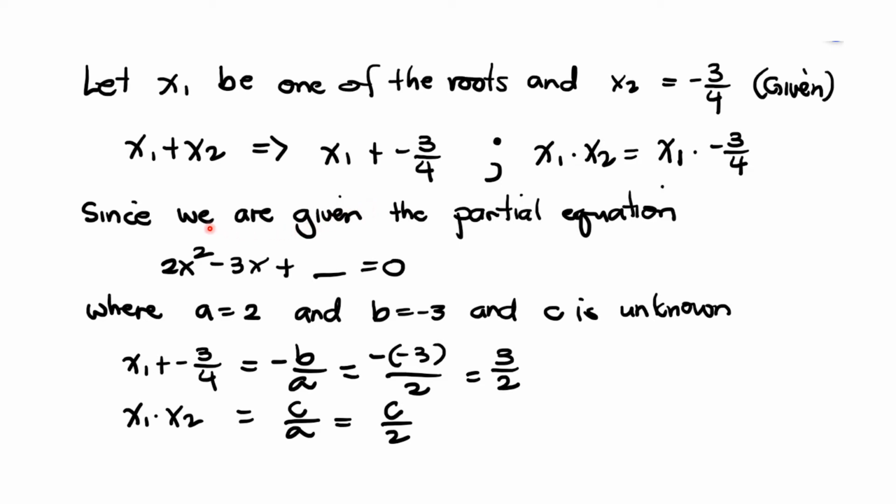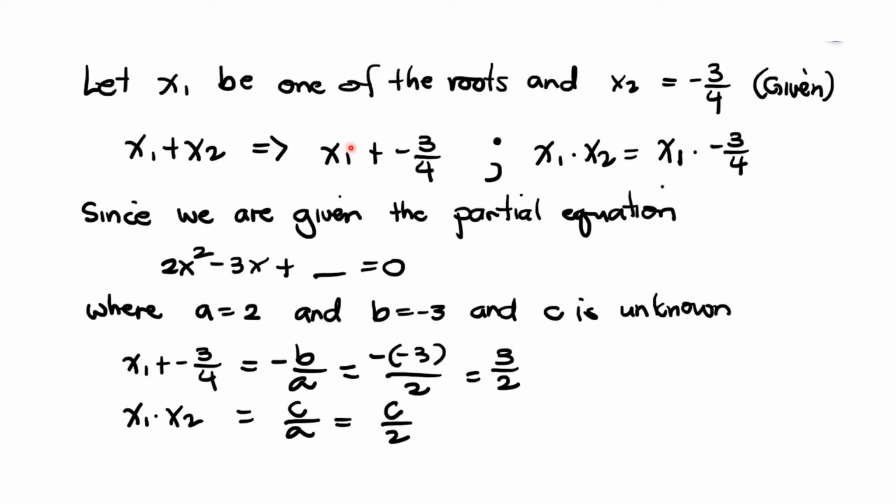Since we are given the partial equation 2x squared minus 3x plus blank is equal to 0, we can say this is our c, because this is ax squared plus bx plus c. In this case, the b is negative 3, and the c is unknown, equal to 0. So from the equation, we know that a is equal to 2, b is equal to negative 3, and c is unknown.